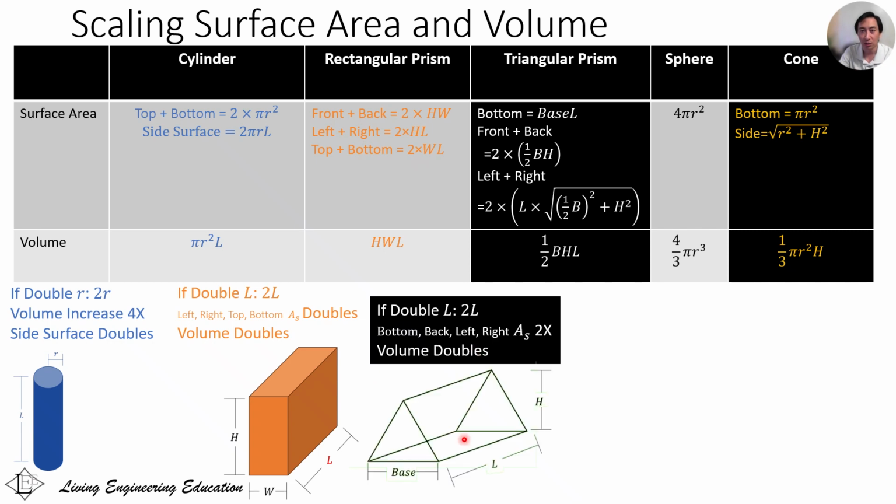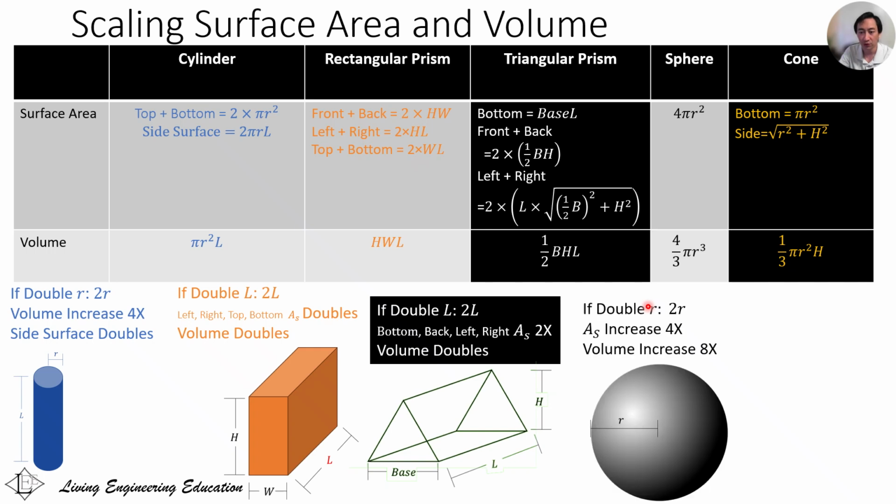Then we have our triangular prism. So we have 3 sets of surface areas, right? So the bottom base, that rectangle, the left, right rectangles, and then the front, back triangles. And so if we double the length scale L here, we can see that we double the left, right surface, those rectangles, and then the bottom base rectangle we also double, but the triangle itself doesn't change. All right, similar to what we saw for the rectangular prism. And then similar again, doubling the length scale L will double the volume.